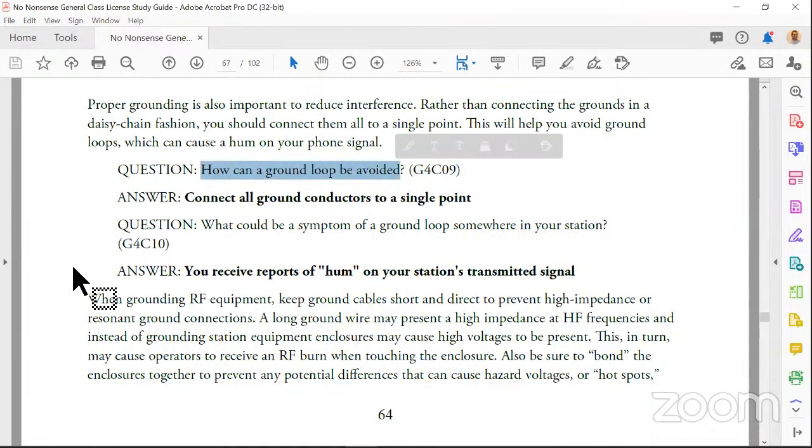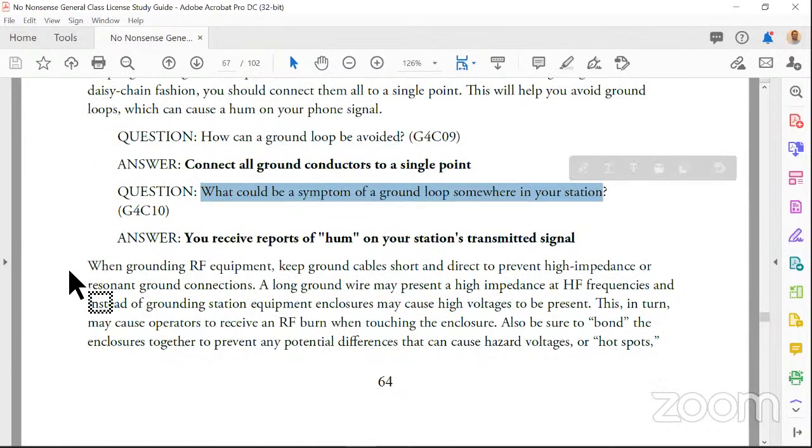Moving right along. How can a ground loop be avoided? So remember I said ground loops are not good. We need to avoid them. You can avoid a ground loop by connecting all ground conductors to a single point. Instead of sending each item to a ground, you connect all to a single point. Next question.